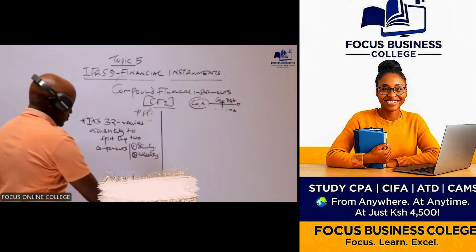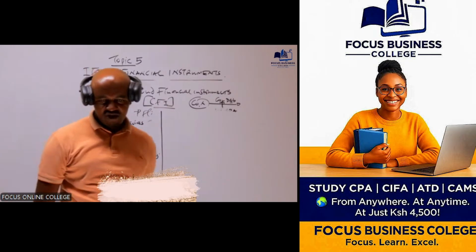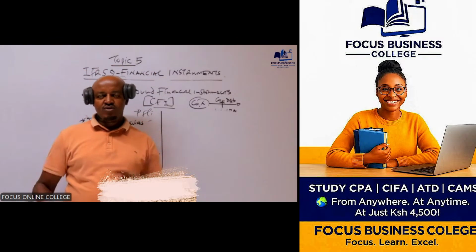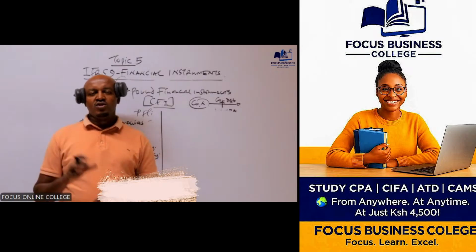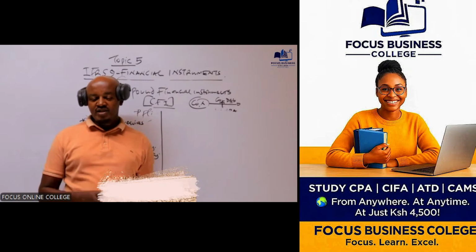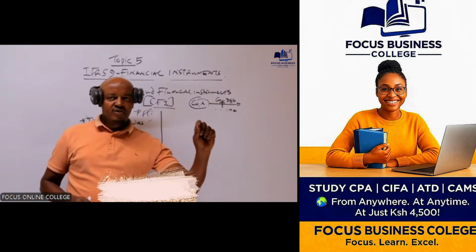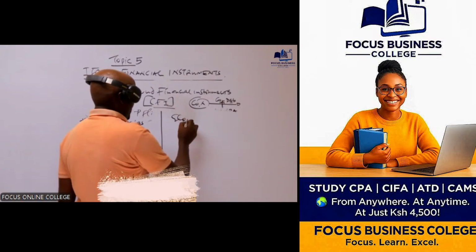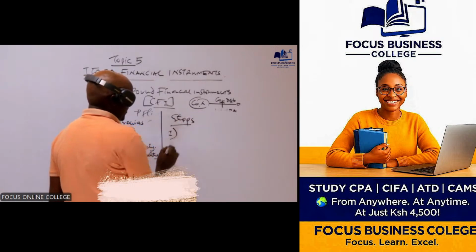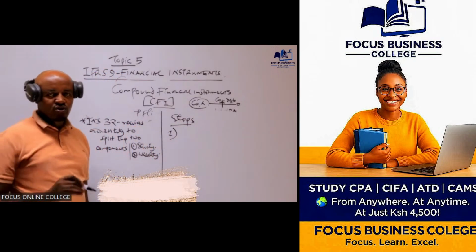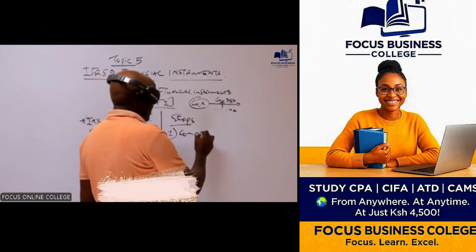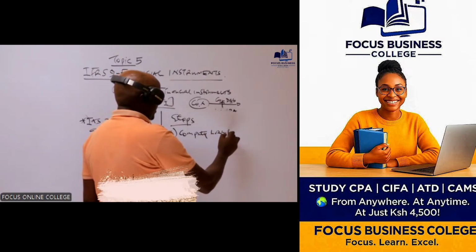Now, what I've said is that this particular standard, IAS 32, requires that anytime the company has issued securities which are convertible debentures, convertible bonds, convertible loan stock, which contain an equity and a liability component, the company should split the equity and the liability component. How should that split be done? We have two steps to be followed. Step number one is that the company should compute the liability component.